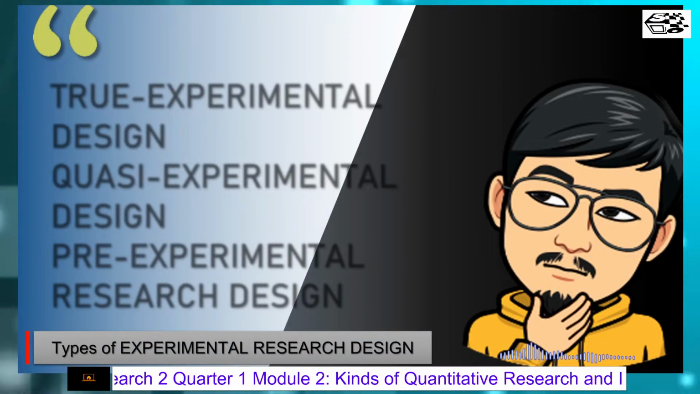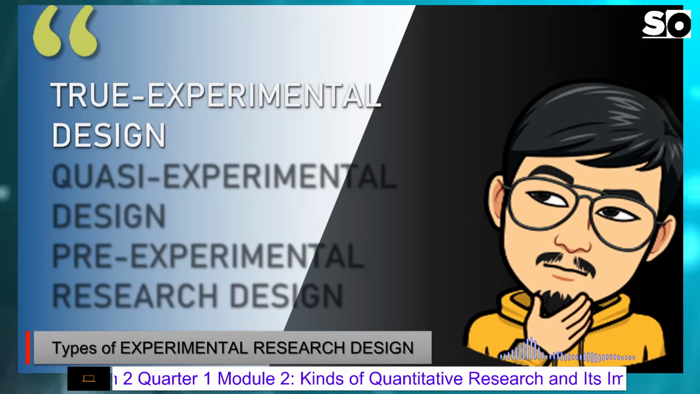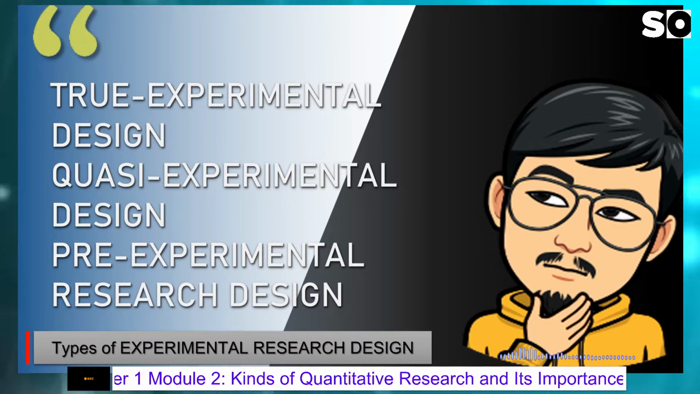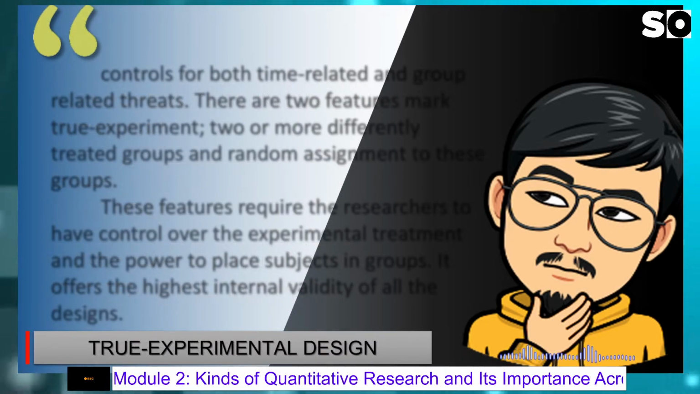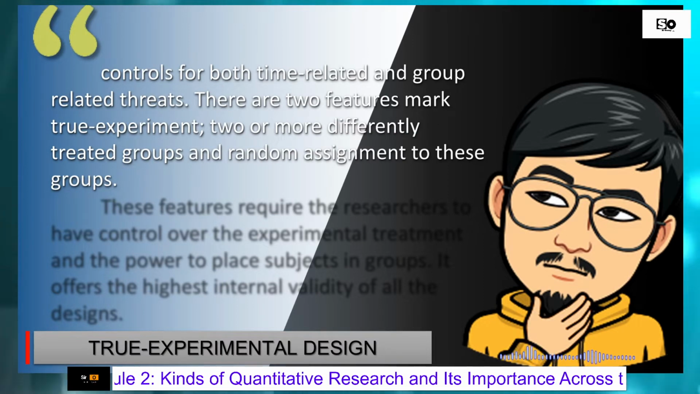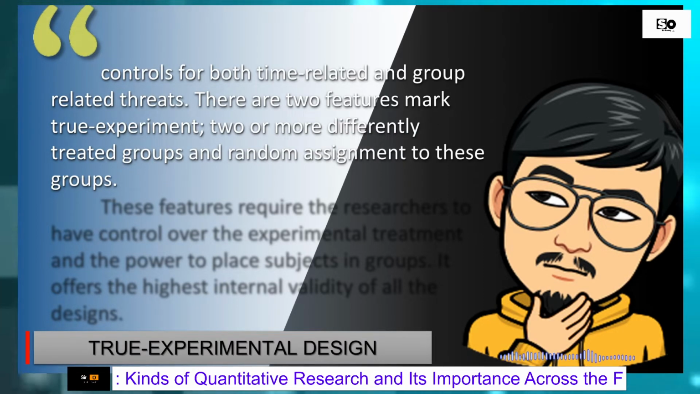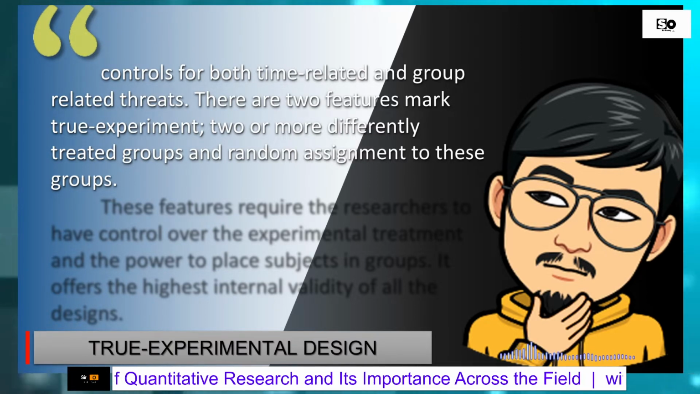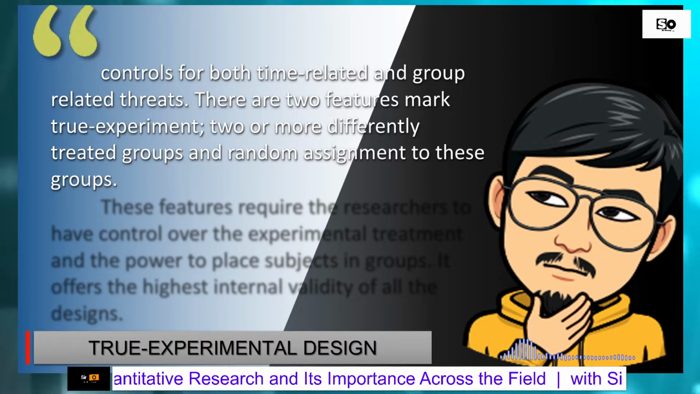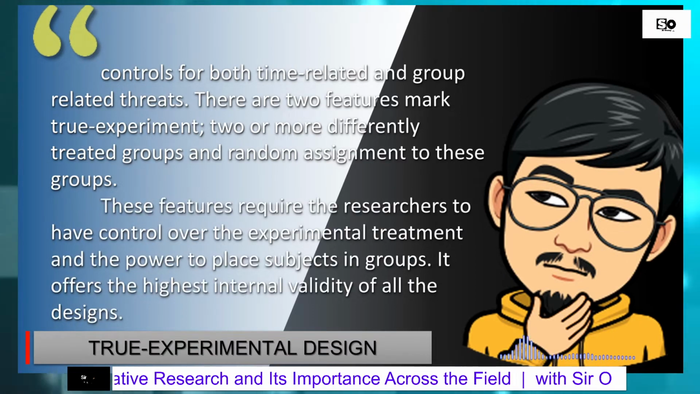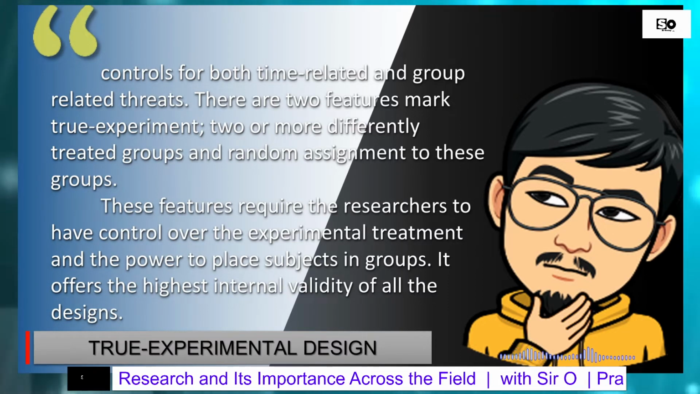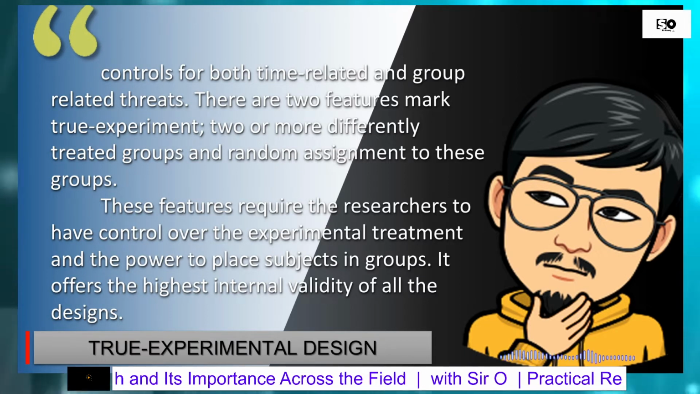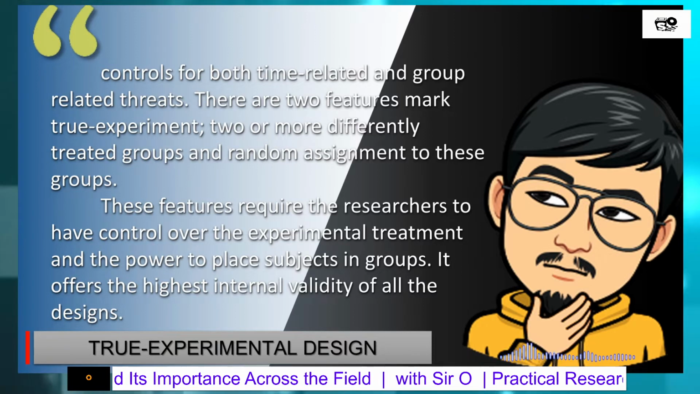Types of experimental research design. True experimental design, quasi-experimental design, pre-experimental research design. True experimental design controls for both time-related and group-related threats. There are two features marked true experimental: two or more differently treated groups, and random assignment to these groups. These features require the researcher to have control over the experimental treatment and the power to place subjects in groups. It offers the highest internal validity of all the designs.